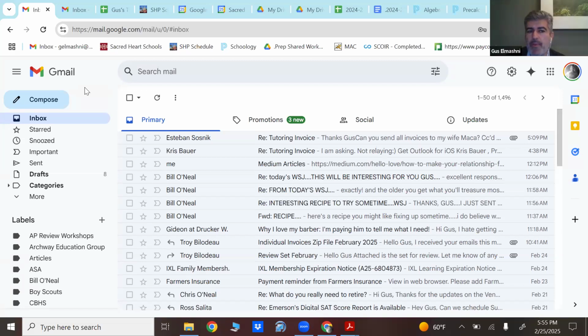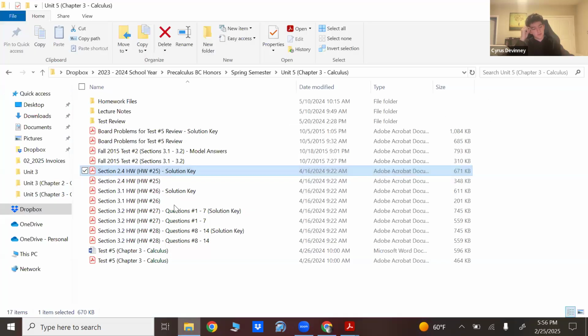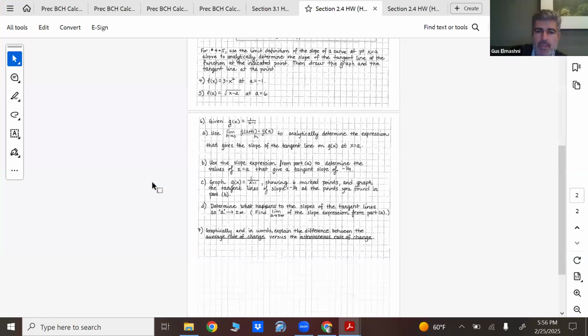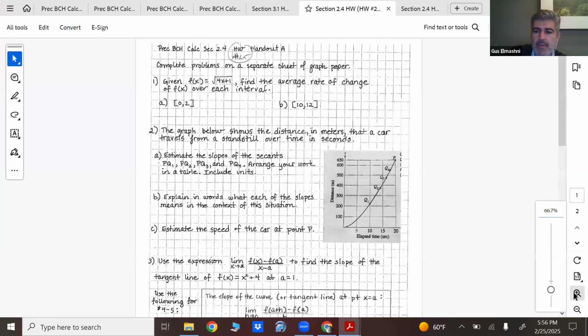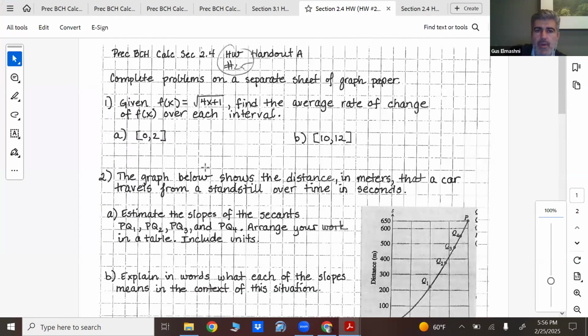Well, how are you feeling about the material right now? Right now I understand the limits good. The only thing I'm kind of iffy about are those really long average rate of change problems. Okay. Let's do that then. How about this? Why don't you go and do number one, part A, and number one, part B.